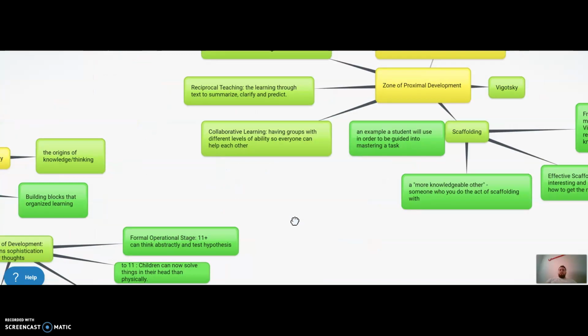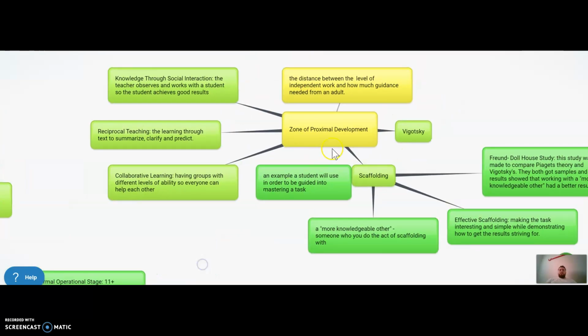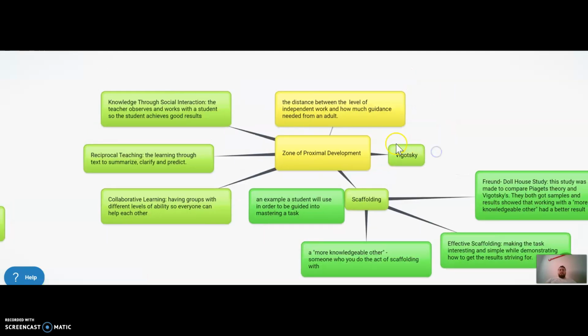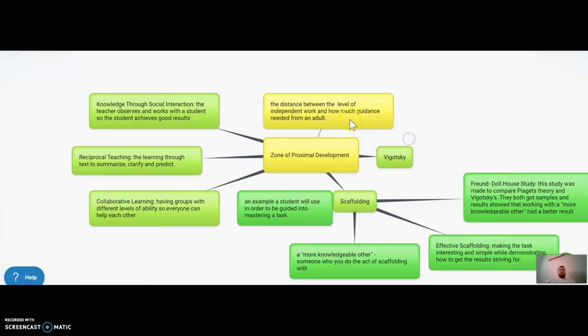Okay, so now we're going to move on into the zone of proximal development, which is by Vygotsky. Sorry if I didn't say that right. So basically the definition of this will be the distance between the level of independent work and how much guidance is needed from an adult. To break this down, it means how much of a gap is between the level of knowledge of a student and how much the adult is actually helping him.